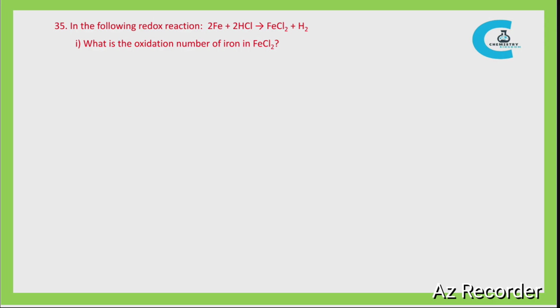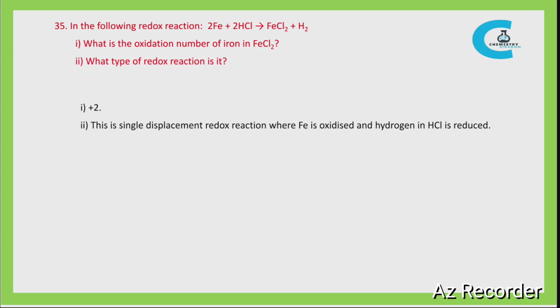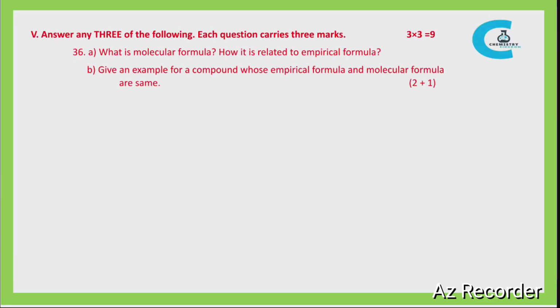Question 35. In the following redox reaction, what is the oxidation number of iron in FeCl2? Clearly it is plus 2. What is the type of redox reaction? It is a single displacement redox reaction, where iron is oxidized and HCl is reduced. The species undergoing oxidation is nothing but iron.